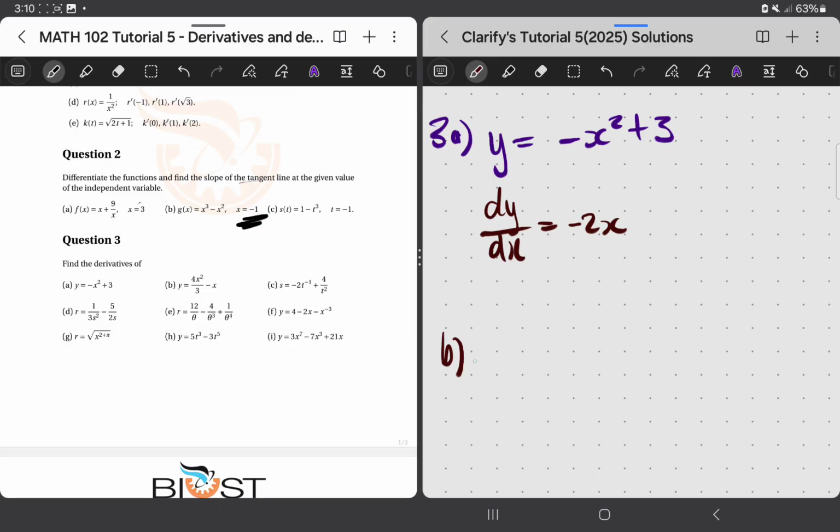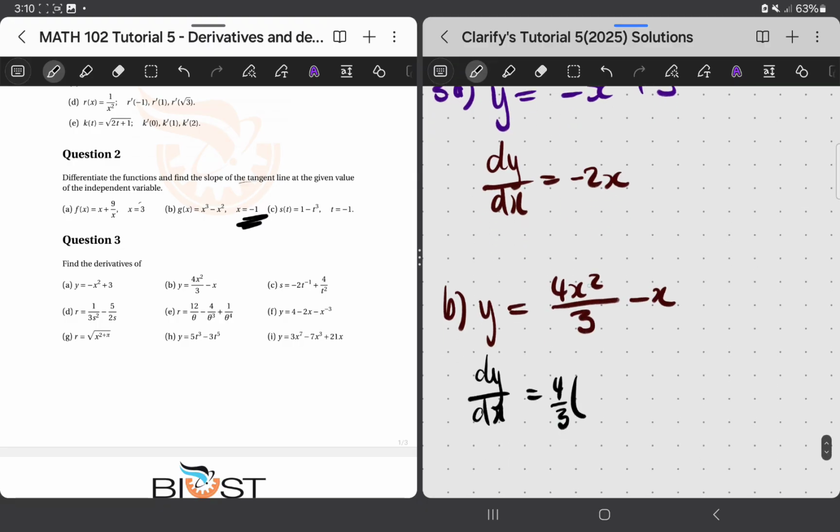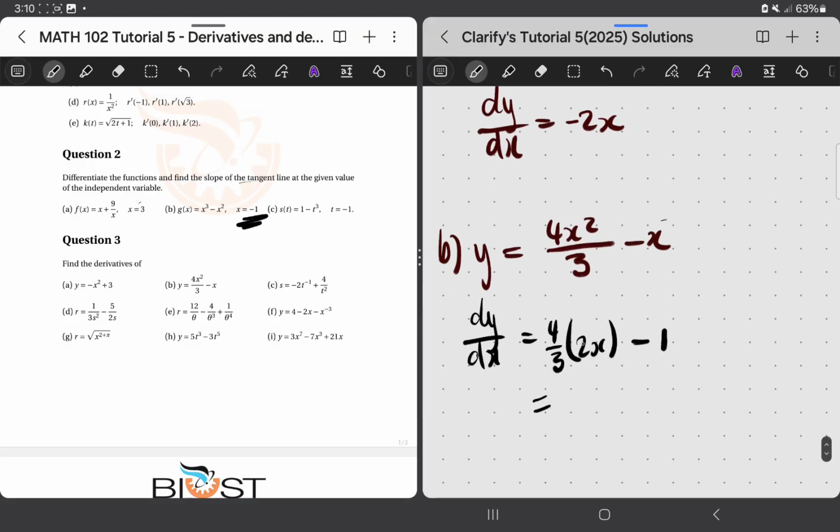Now let's do b. B says that y is equal to 4x squared over 3 minus x. All right, so let's find dy dx now. dy dx is going to be equal to 4 over 3, which is just a constant. When you have numbers that multiply or divide, they are not affected, okay? So they just come back. Then we differentiate this x squared. How do we differentiate the x squared? We drop the power 2, reduce it by 1, x to 1, which is just x. Then this is minus, the derivative of x is just 1, which now becomes 4 over 3 times 2. 2 is a whole number, so it multiplies only the top. So it'll be 4 times 2, it's 8. So 8 over 3 of x, which we can write as 8x over 3, okay?